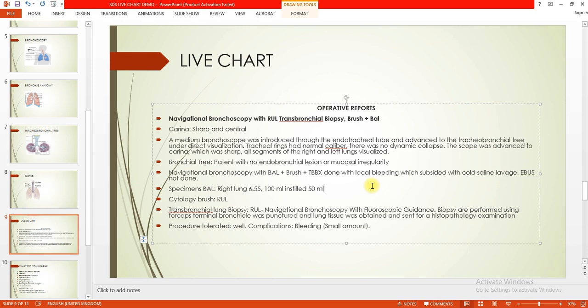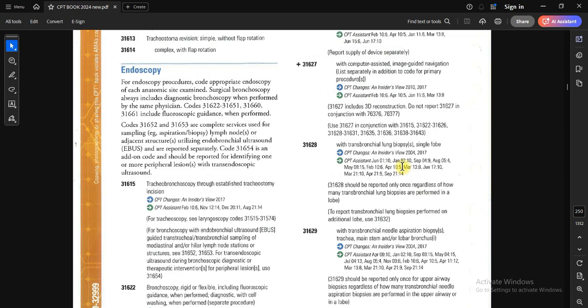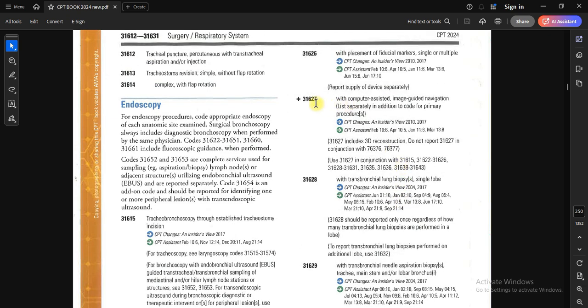Basically here the physician has performed three procedures. So this is for navigational bronchoscopy. For that we need to use this one. This is an add-on code, 31627: bronchoscopy with computer-assisted image-guided navigation, listed separately in addition to the primary procedure. So will you code 31627 separately or not, without a primary procedure?